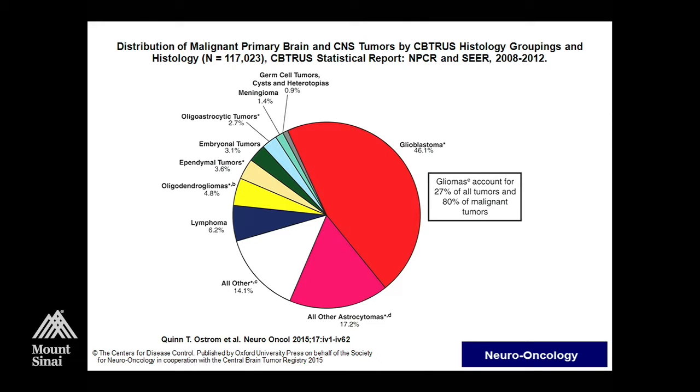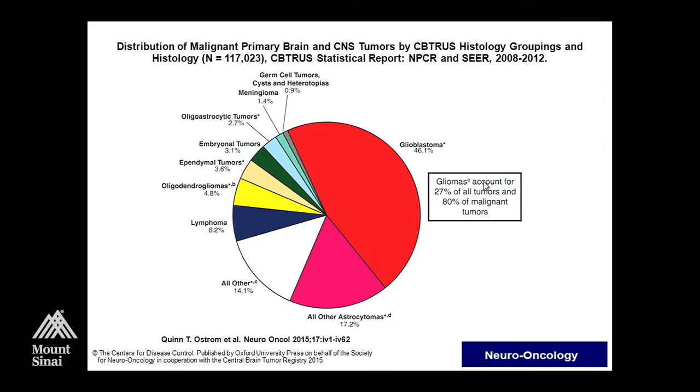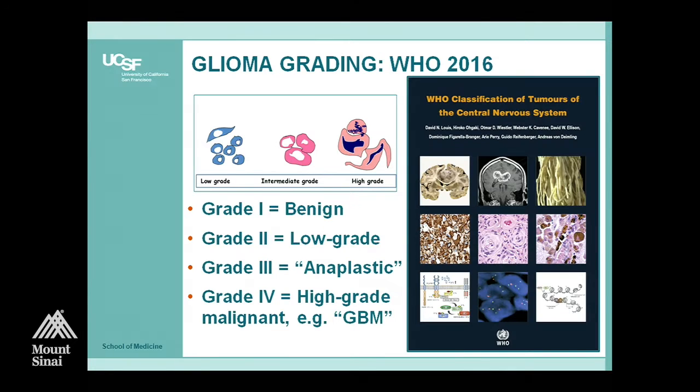And this is some of the latest epidemiology data. Here we go. So a little less than half of the gliomas that we see, unfortunately, are the glioblastomas. About 80% of all the malignant tumors are accounted for by the gliomas that we encounter.